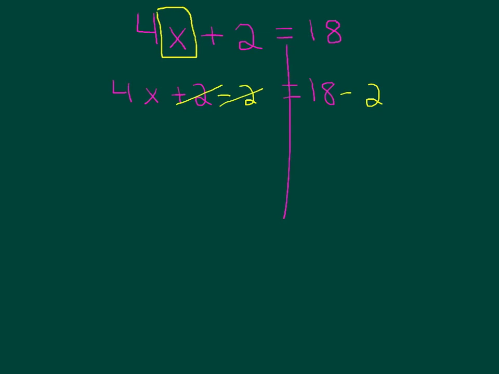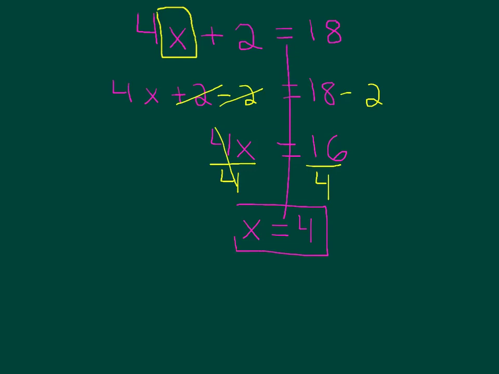Now what is left over on the left side? We have 4x, so 4x comes down, and that's equal to 18 minus 2 is 16. And now I'm down to just a one-step equation. 4 times x, the opposite of times is divide, so I'm dividing both sides by 4. So I'm left with x equals 16 divided by 4 is 4. So 4 is my solution.